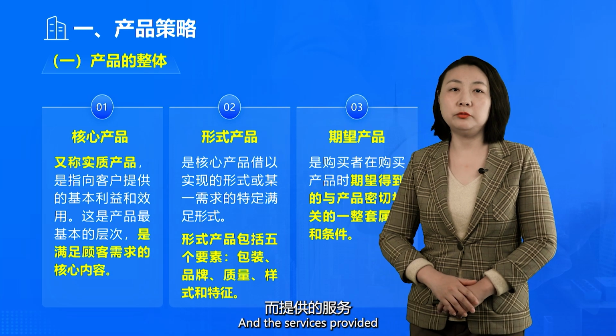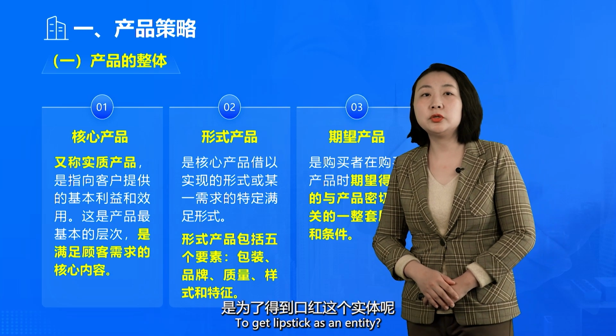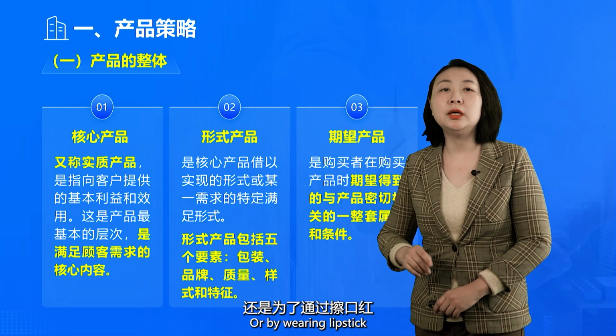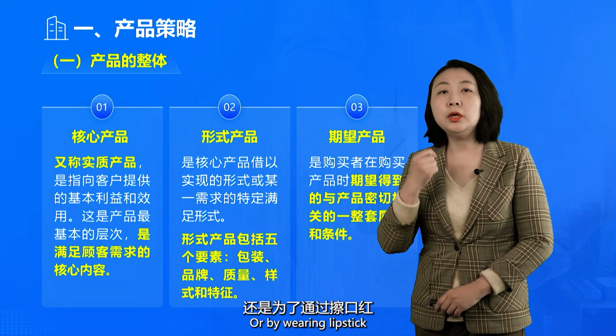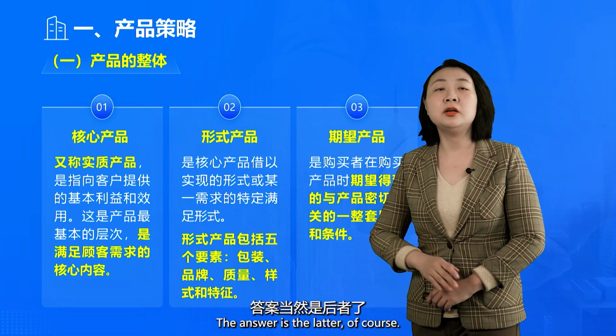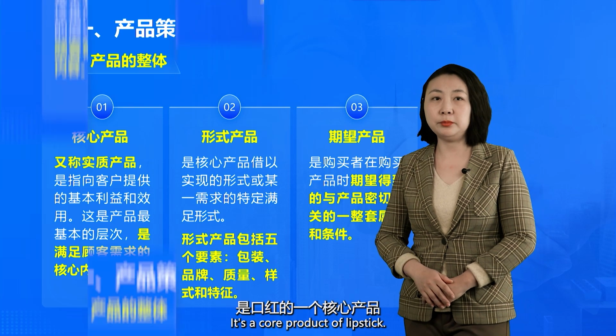And the services provided. For example, is the main purpose of consumers buying lipstick to get lipstick as an entity, or by wearing lipstick to improve their personal image and temperament? The answer is the latter, of course. Improving temperament is the core product of lipstick.